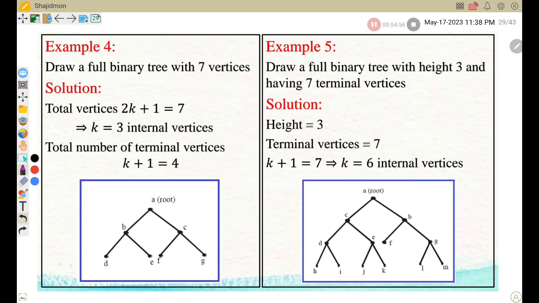Okay, now let me go to the next example. Example number 4. Draw a full binary tree with 7 vertices. Full binary tree means all the internal vertices should have 2 children, correct? So full binary tree with 7 vertices. How many vertices are there? 7.